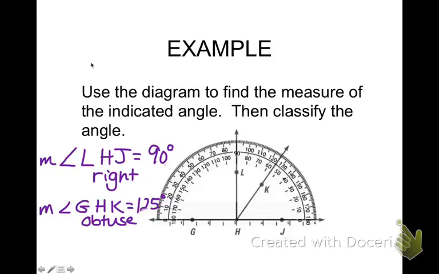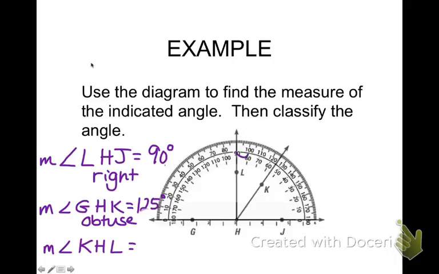Okay. Let's do one more. The measure of angle KHL. It's going to be a little bit trickier. So angle KHL. Oh boy. Is my initial ray on a 0? Nope. So how are we going to figure out how many degrees that is? Me personally, I would just count units. I would start here at 90.